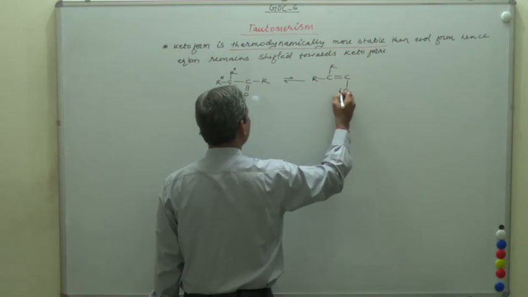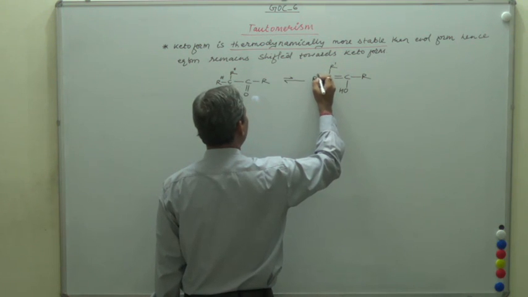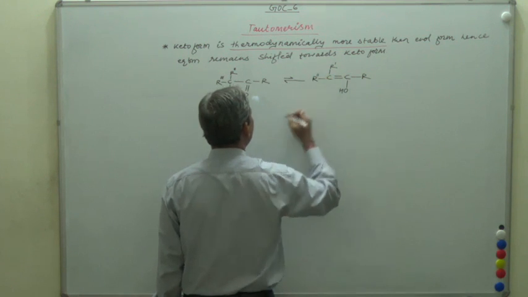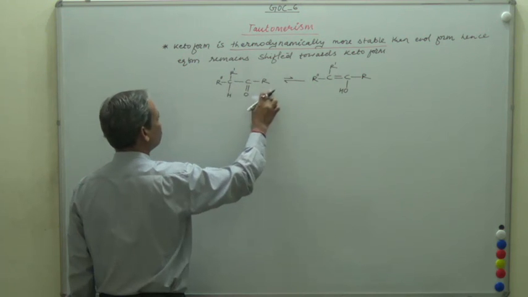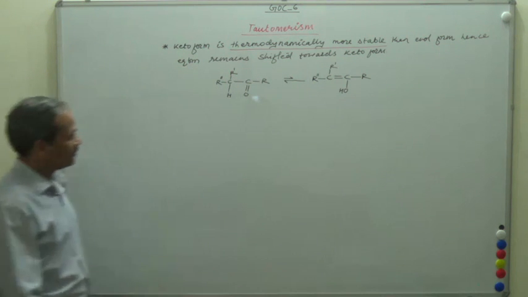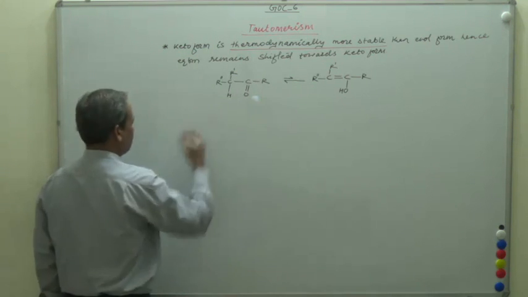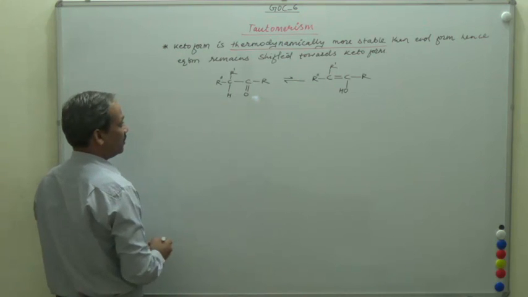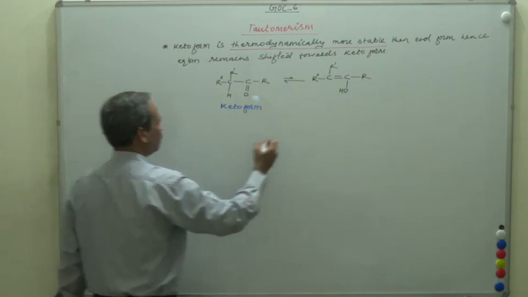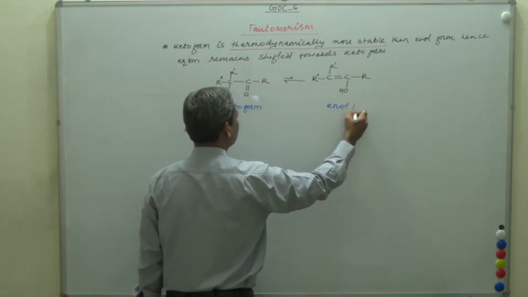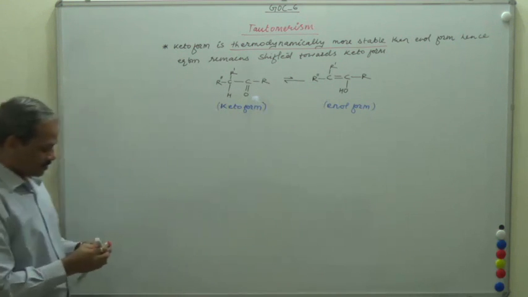Now what do you mean by thermodynamic stability? Here we can place this one, because this is R', and this is R''. So this equilibrium remains shifted towards this form. This form is keto form, and this form is enol form.